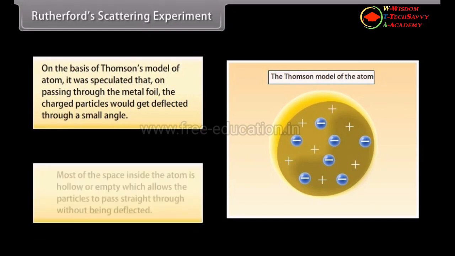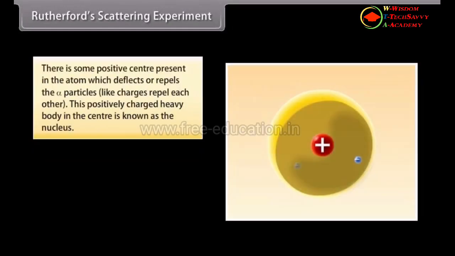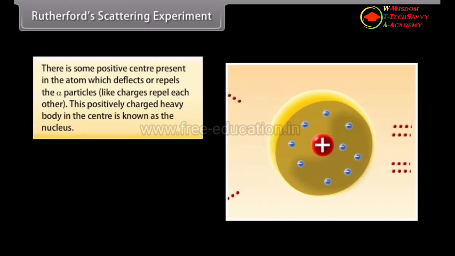1. Most of the space inside the atom is hollow or empty, which allows the particles to pass straight through without being deflected. 2. There is some positive center present in the atom, which deflects or repels the particles like charges repel each other. This positively charged heavy body in the center is known as the nucleus.